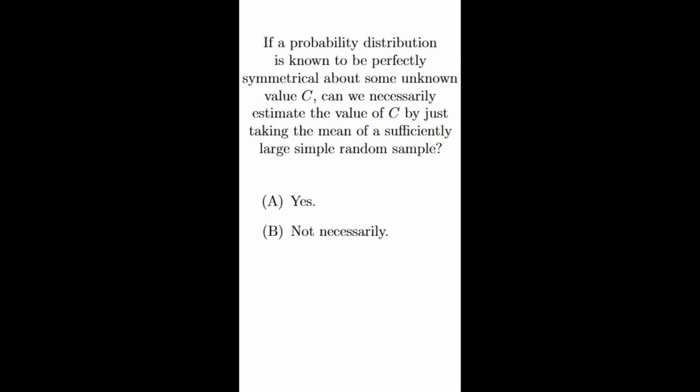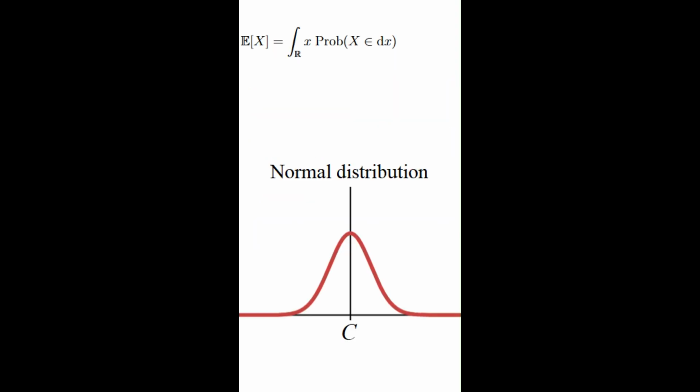Question 10. If a probability distribution is known to be perfectly symmetrical about some unknown value c, can we necessarily estimate the value of c by just taking the mean of a sufficiently large simple random sample? The answer is not necessarily. When the expected value formula gives a well-defined value, such as in the case of a normal distribution, then, by symmetry, that value must be equal to c and the procedure is valid.